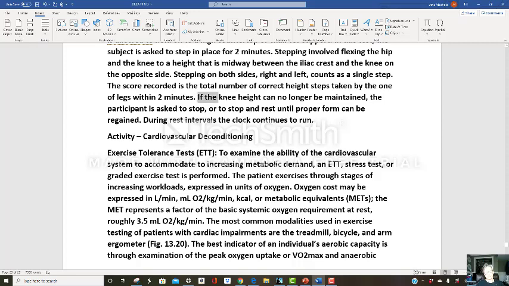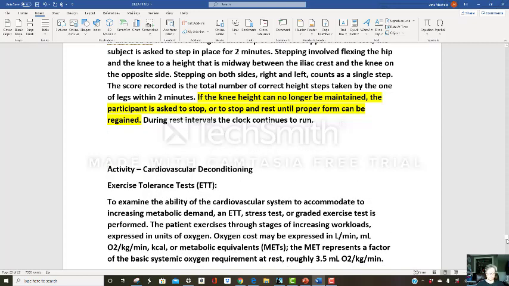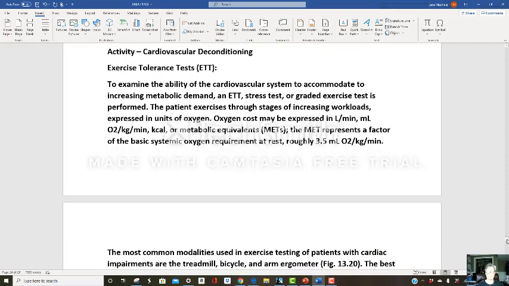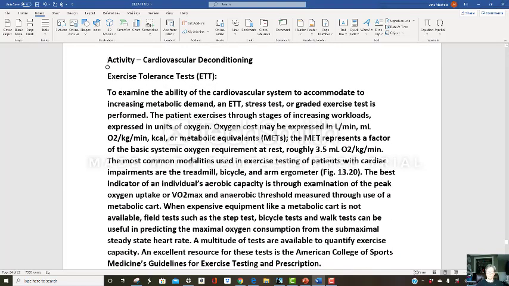Activity: cardiovascular conditioning. Exercise tolerance tests, ETs, examine the ability of the cardiovascular system to accommodate to increasing metabolic demand. An ET, stress test, or graded exercise test is performed. The patient exercises through stages of increasing workloads, expressed in units of oxygen. Oxygen cost may be expressed in L per minute, mL O2 per kilogram per minute, or metabolic equivalents, METs. The MET represents a factor of the basic systemic oxygen requirement at rest, roughly 3.5 milliliters O2 per kilogram per minute. The most common modalities used in exercise testing of patients with cardiac impairments are the treadmill, bicycle, and ergometer.